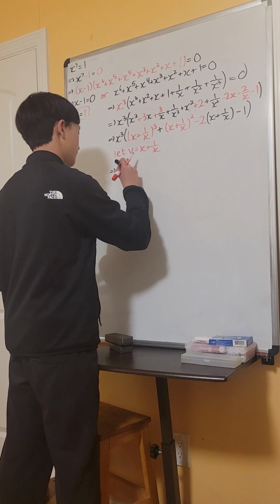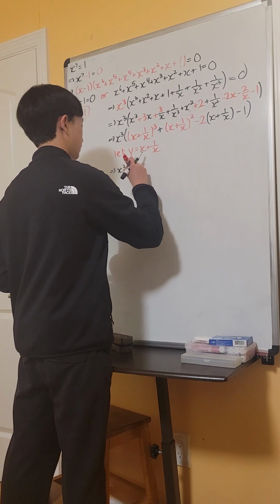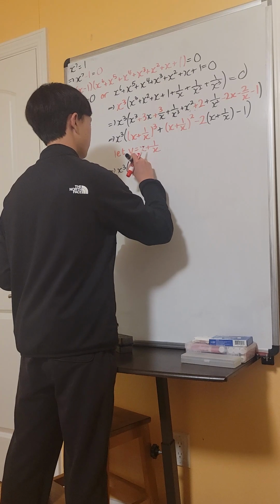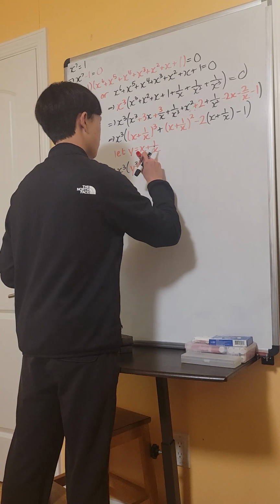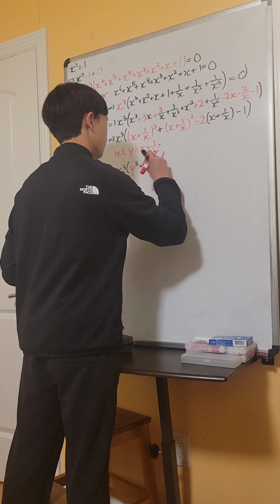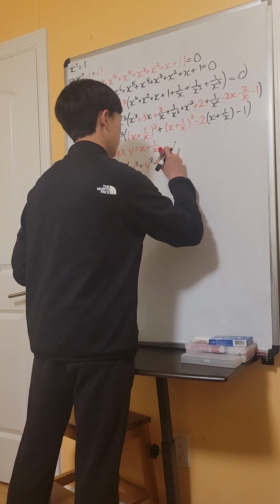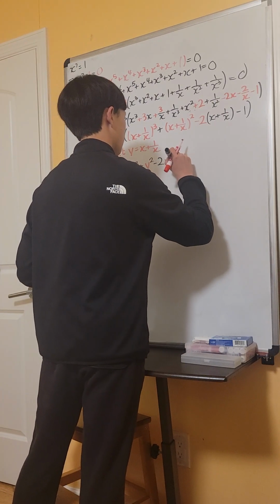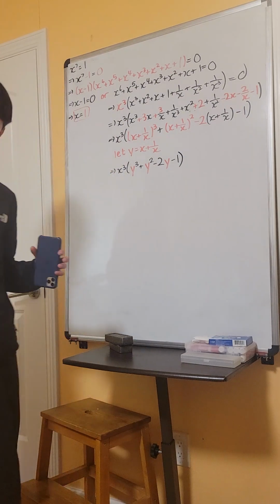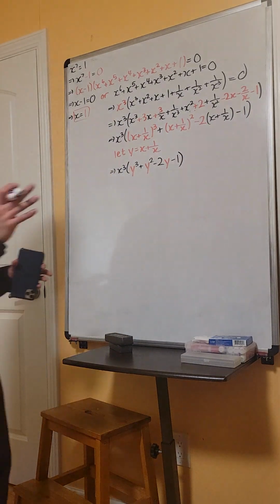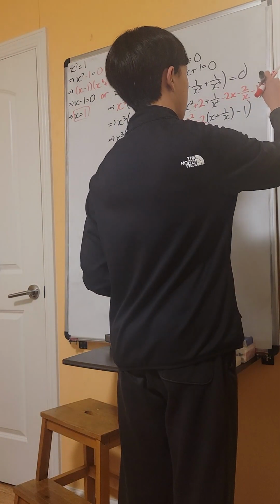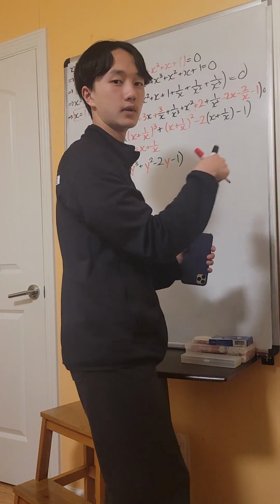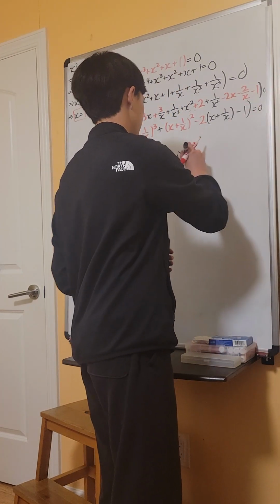Alright, here we just have x cubed again. This is just y cubed plus y squared minus 2y minus 1. And here comes the reason why this is so bad. And it doesn't equal 0.